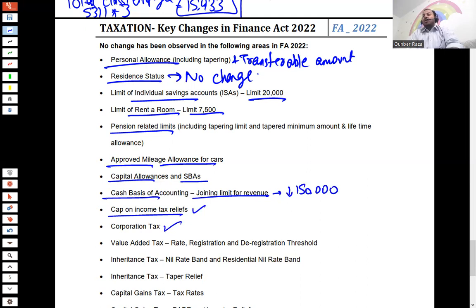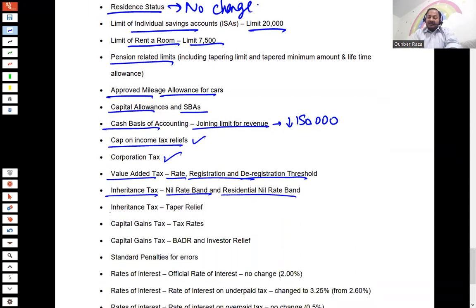The rates relating to corporation tax, the corporation tax rate 19%, threshold income 1.5 million, no change. For VAT, the standard rate of VAT 20%, registration limit 85,000, deregistration limit 83,000, all things are the same. Inheritance tax, nil rate band 325,000, RNRB 175,000, there is no change. Inheritance tax, taper relief starts from 3 years, goes up till 7 years, from 20% increasing every year by 20% to 80%, no change.